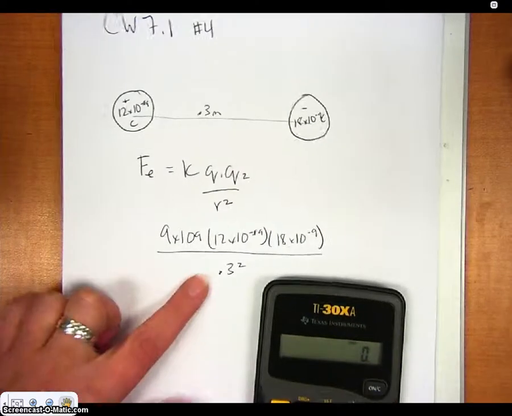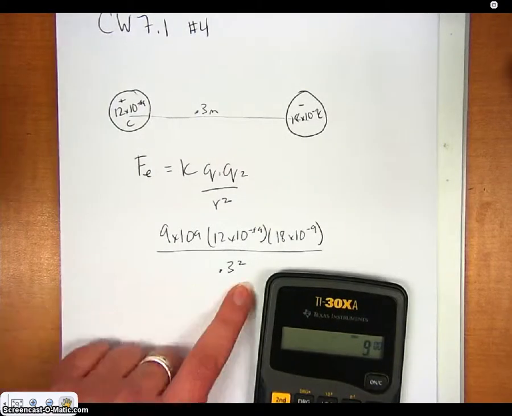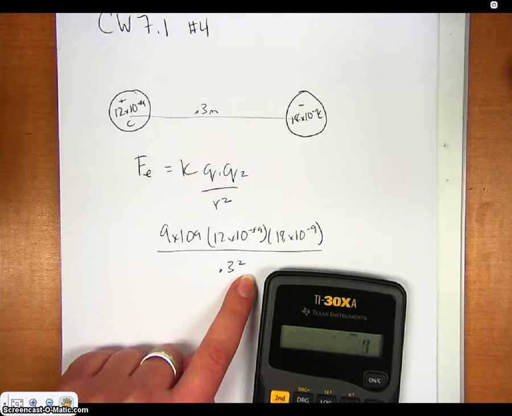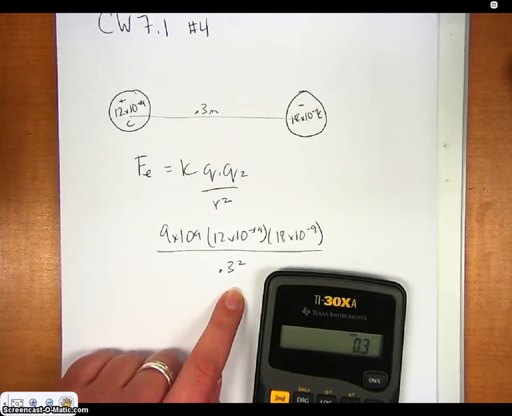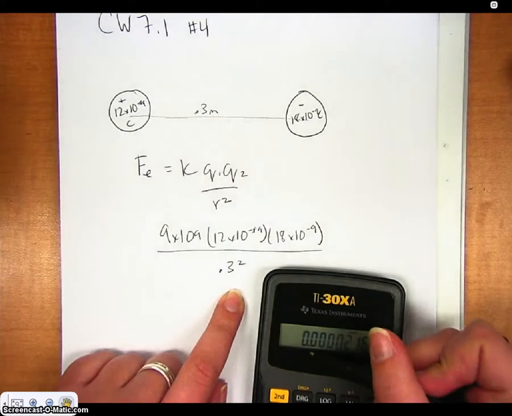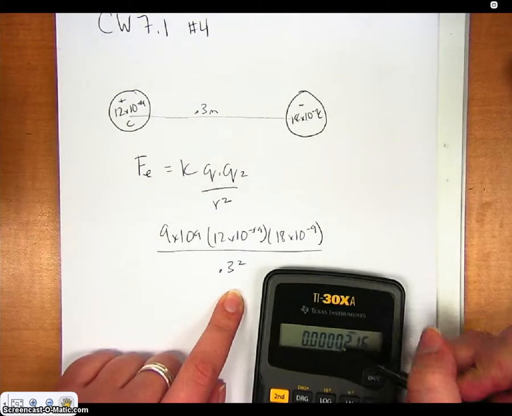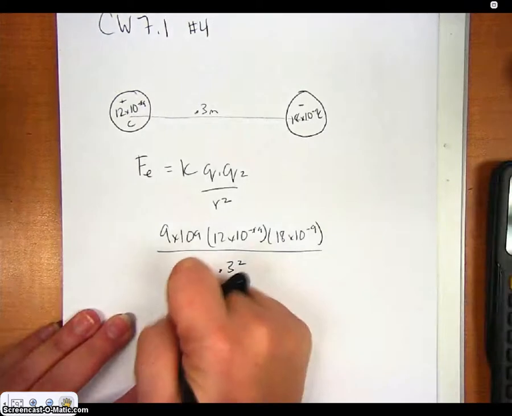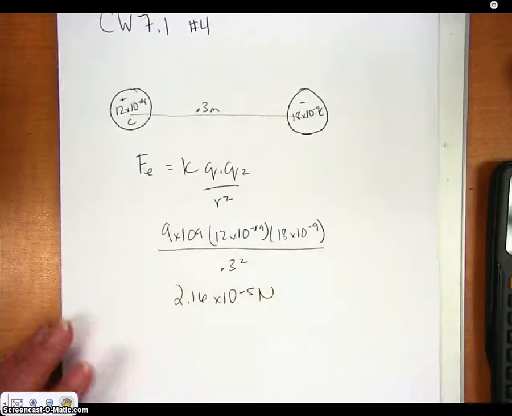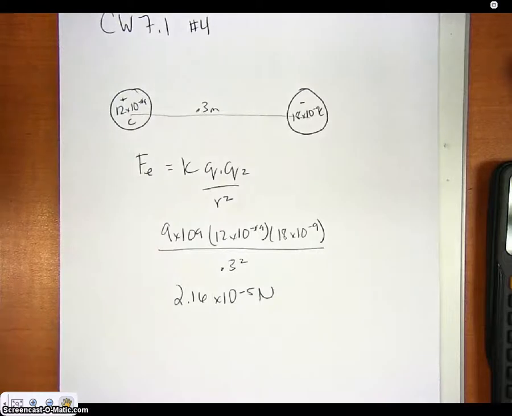So let me just go ahead and plug those in. 9e to the 9th times 12e to the negative 9th times 18e to the negative 9th divided by parentheses 0.3 squared equals, let's write that in scientific notation, 2.16 times 10 to the negative 5th newtons.